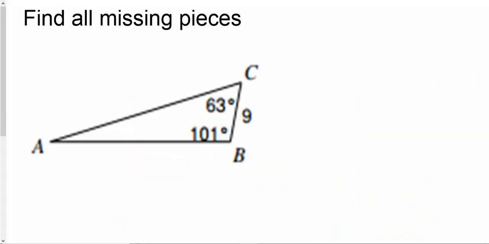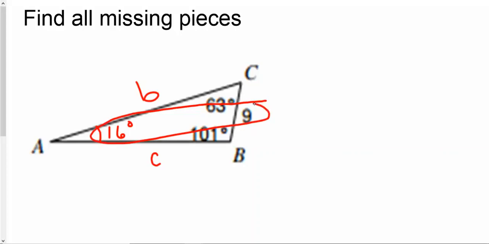So let's try one more out together. In this case, we're trying to find all the missing pieces. So we're trying to find side length B and side length C. And we kind of have a problem because we don't have that angle side length pair right away. But we realize that we already have two of the angles. So I think we can probably pretty quickly find angle A. If we just do 180 minus the sum of the other two angles, we would get that our final angle is 16 degrees.